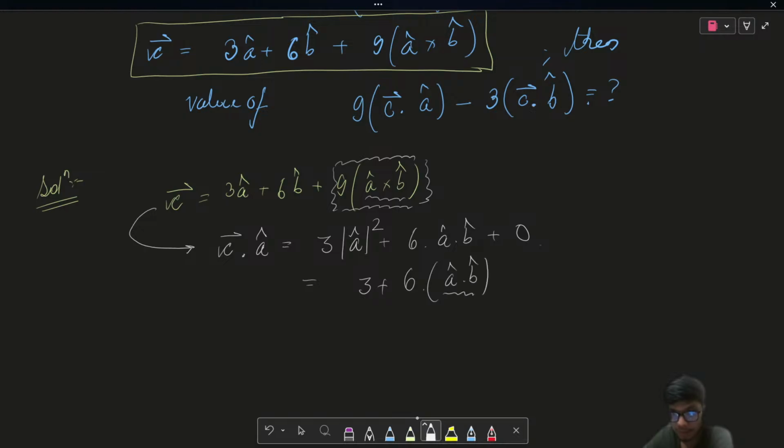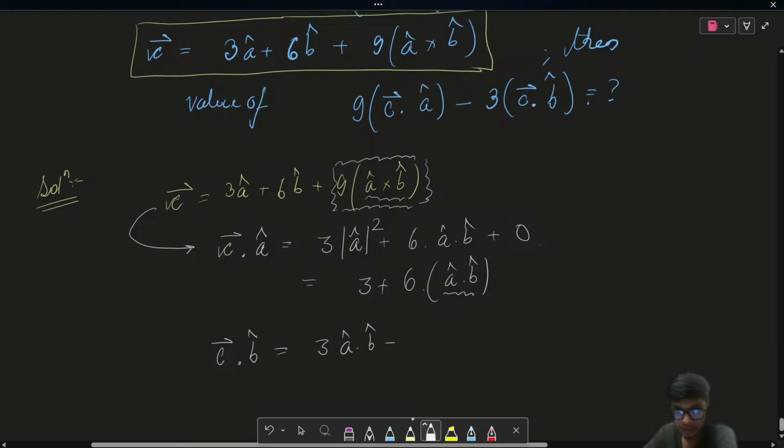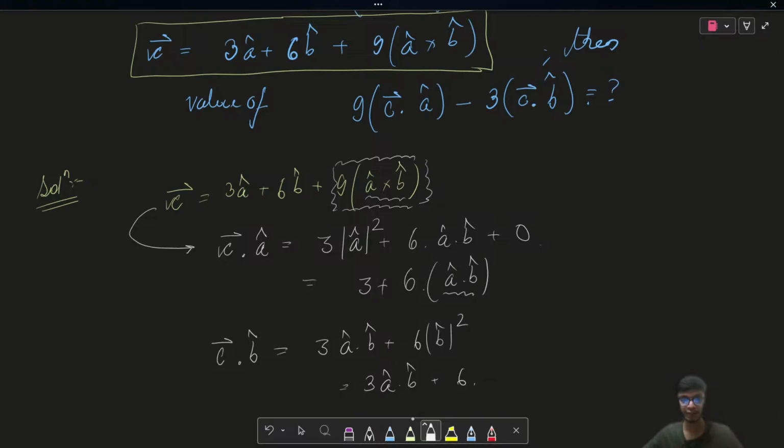Now we can evaluate this expression because we already know the angle between the vectors. Similarly, if I take the dot product with b cap, the result is 3 times a cap dot b cap plus 6 times mod of b cap square, and that is 3 times a cap dot b cap plus 6. So I have two equations in my hand: I have evaluated c vector dot a cap and c vector dot b cap.